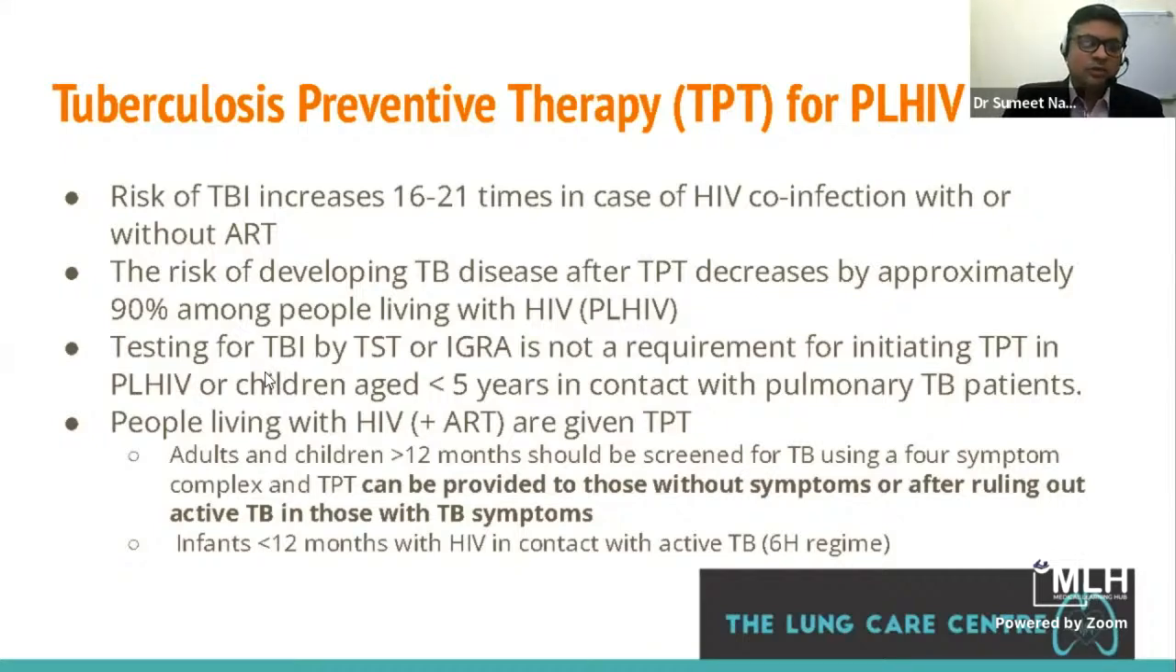Testing of tuberculosis infection by tuberculin skin test or even IGRA is not a mandatory requirement for initiating TPT, but it is desirable. And people living with HIV who are on ART are also given TPT. So children who are exposed to HIV positive mothers, and if the mother is on daily rifampicin, then children are usually given the 6H TPT.